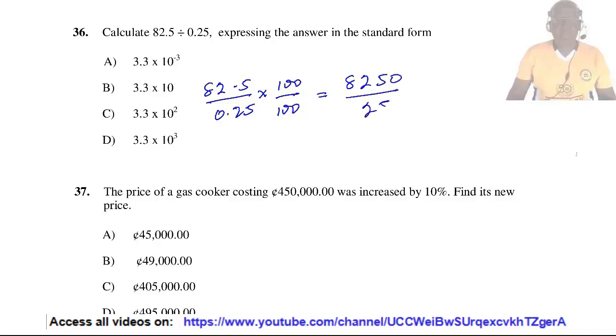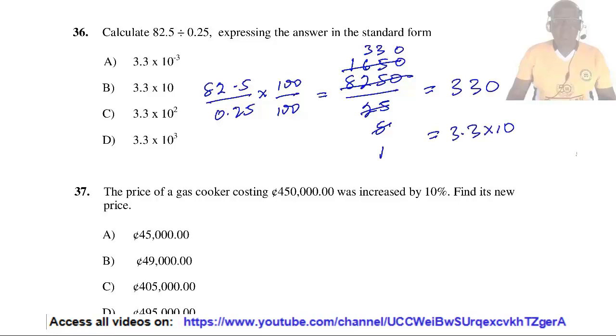divided by 25. 5 goes here, 5, and 5 goes here, 1, 6, 5, 0. 5 goes here, 1, and 5 goes here, 3, 3, 0. So the answer is 330. And in the standard form, it's going to be 3.3 times 10 to the power 2. So the answer is C.